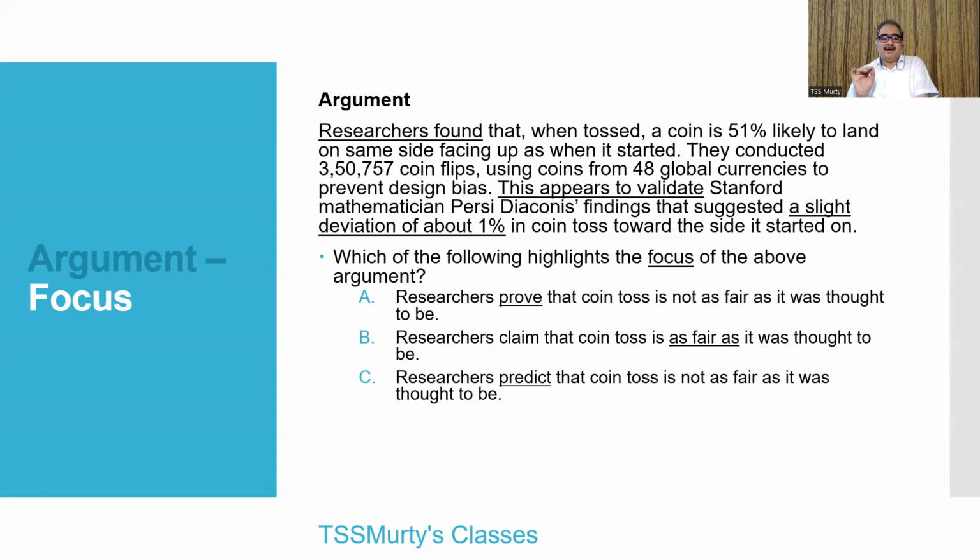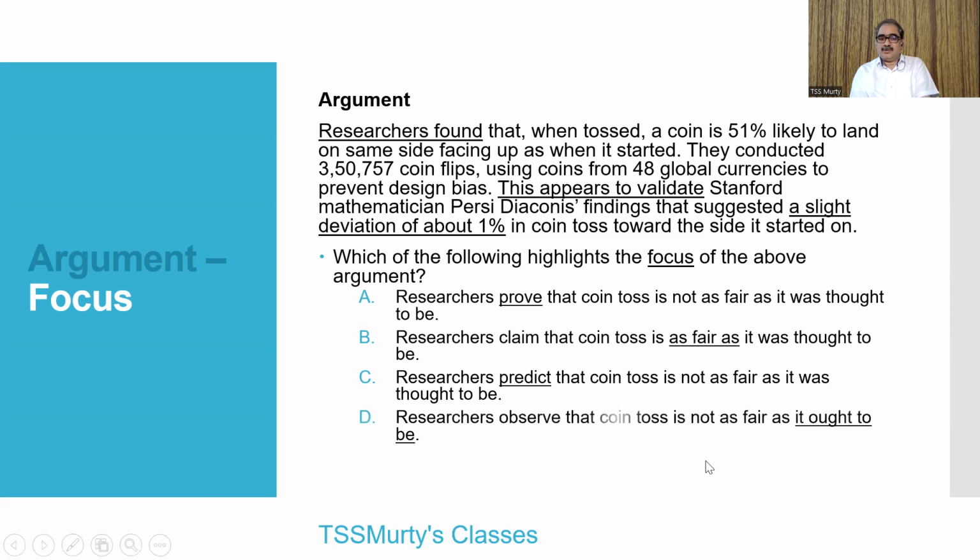Moving forward, choice C. Researchers predict that coin toss is not as fair as it was thought to be. Now, researchers found, you can see the part of the argument that is underlined. They found through their observations. It is not a prediction. So this is irrelevant to the context of the argument. This cannot be the focus because findings and predictions are two different things. We can't take C to be the answer. Still, choice A holds good there.